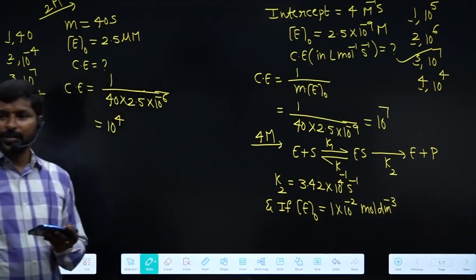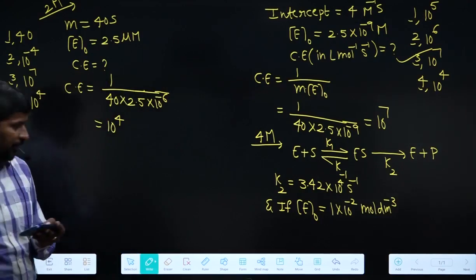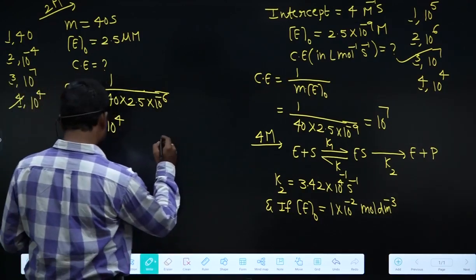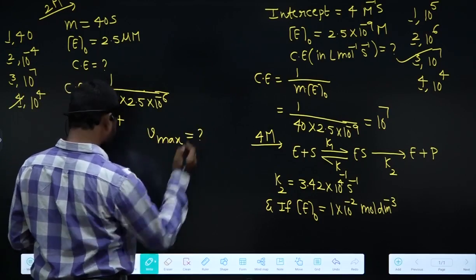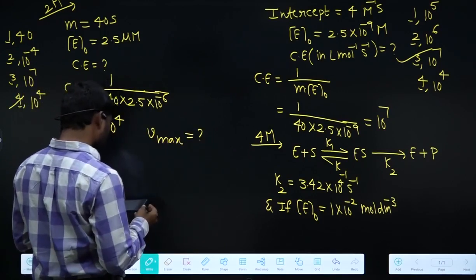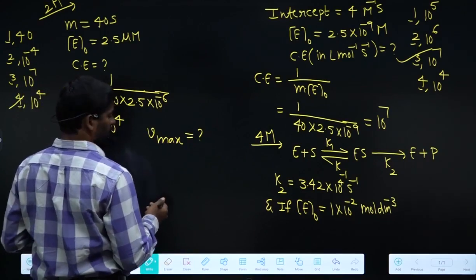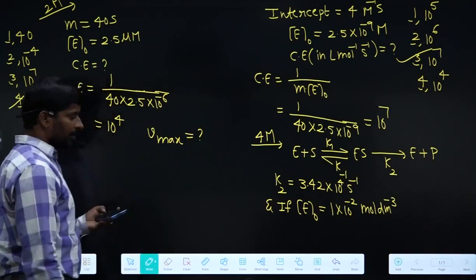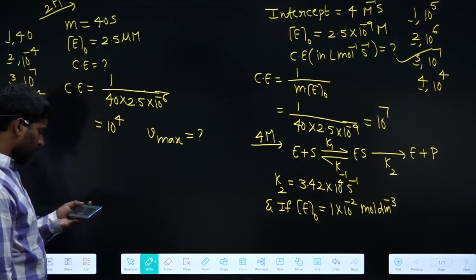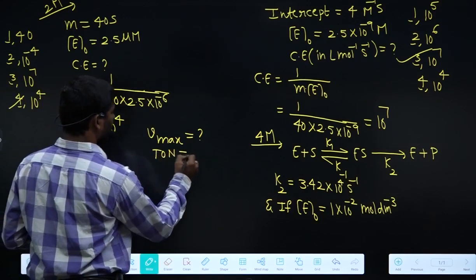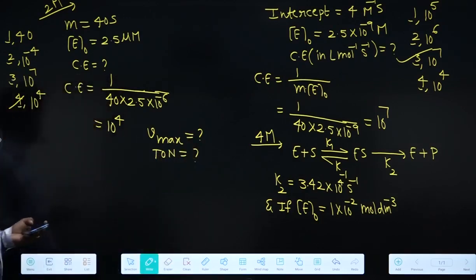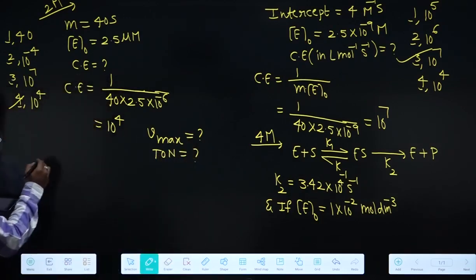Continuation, the magnitude of maximum velocity and turnover number are... Okay, direct question and options.